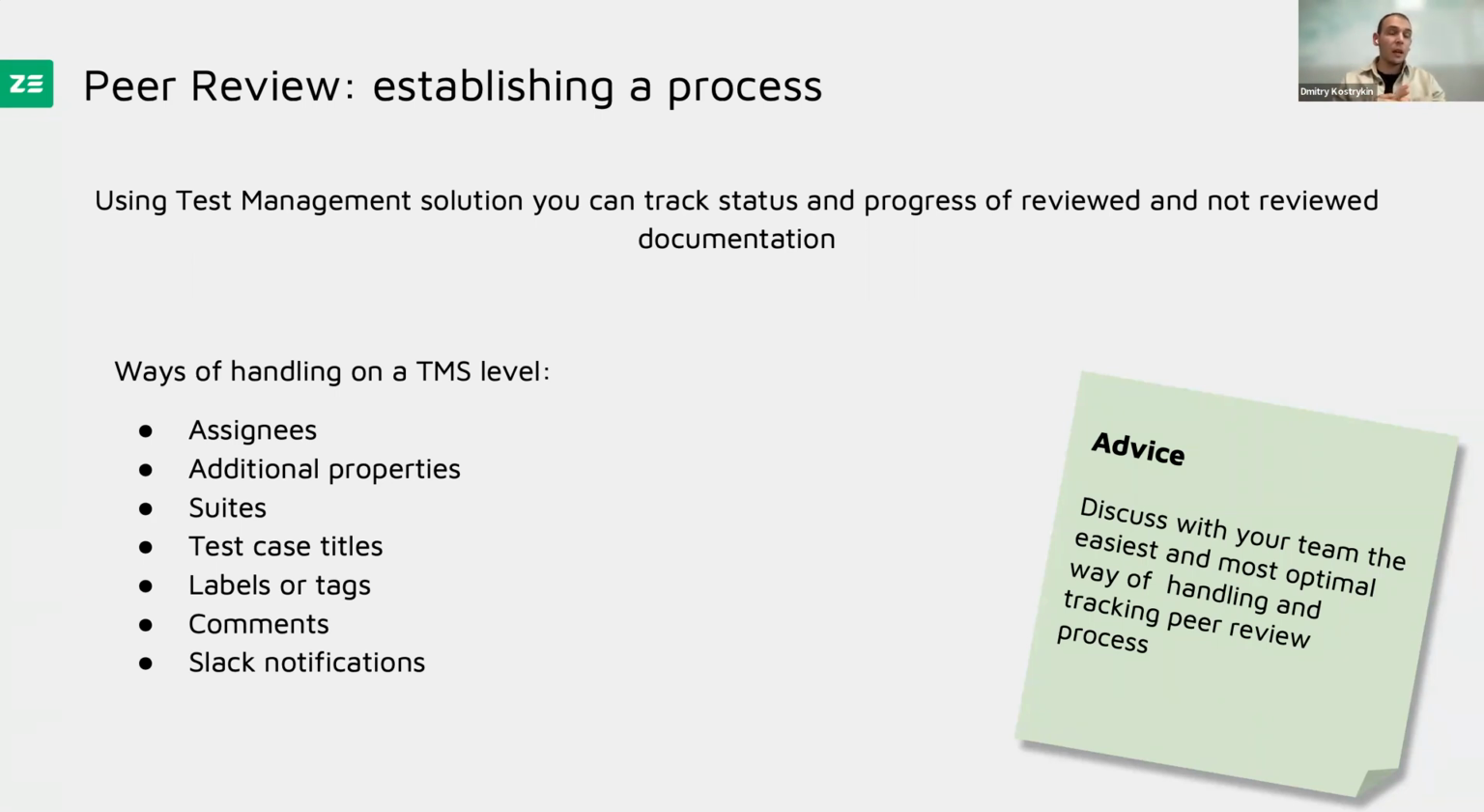Another approach is by using additional properties. For example, you can create a custom attribute which will be called review status, which will have several values in a dropdown, like not reviewed, review in progress, and reviewed, and use the same.